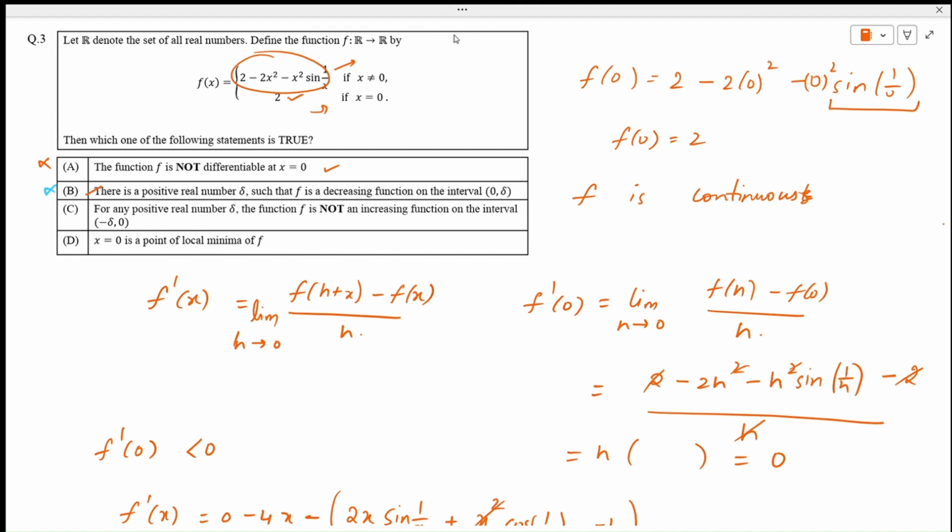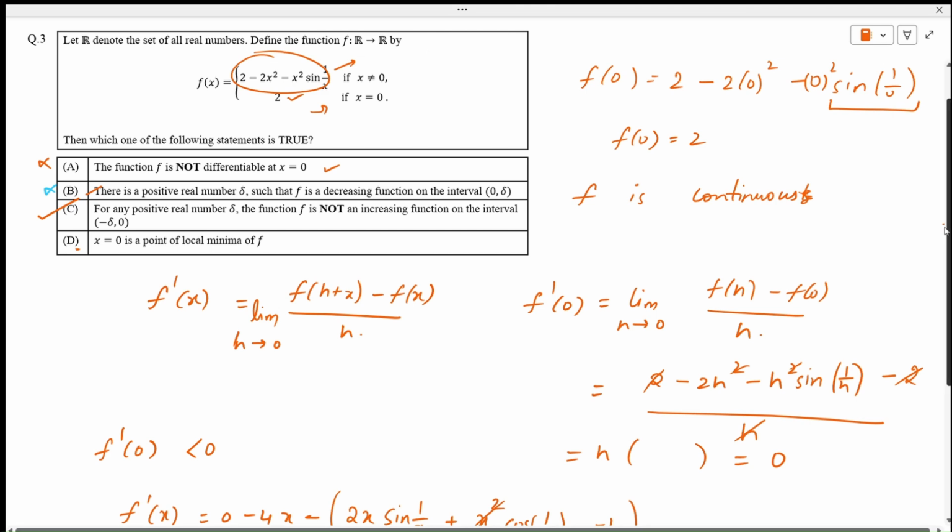Now let us look at the third option. For any positive real number delta, the function f is not an increasing function on the interval minus delta to delta. So this is correct actually. It is not increasing or decreasing. Okay, then let us look at option D. X equal to 0 is a point of local minima of f.